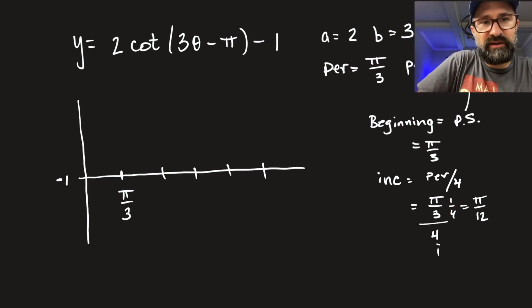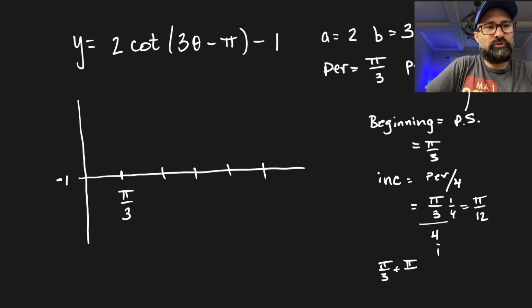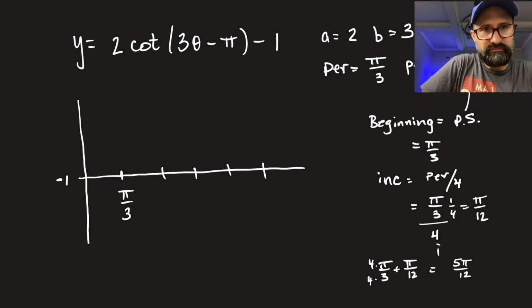That means I'm going to add pi over 12 to this value to get here, then add it again, then add it again, then add it again. So we'll do the first mark just to get it all into common denominators. We'll take pi over 3 plus pi over 12, multiply top and bottom by 4, so you get 4 pi plus 1, and you get 5 pi over 12. So my first mark is going to be 5 pi over 12 here.